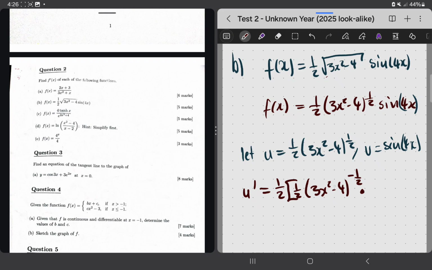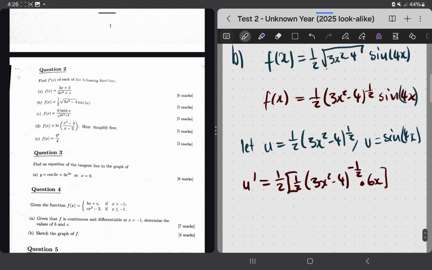Derivative of 3x squared: 2 comes down, it's going to be 6x. It's going to multiply 6x like this. What is it going to now simplify to? Half times half is going to be 1 over 4. And we have 3x squared minus 4, and it's going to multiply 6. So we can say it's going to be 6 all over 4, because 6 is a whole number.